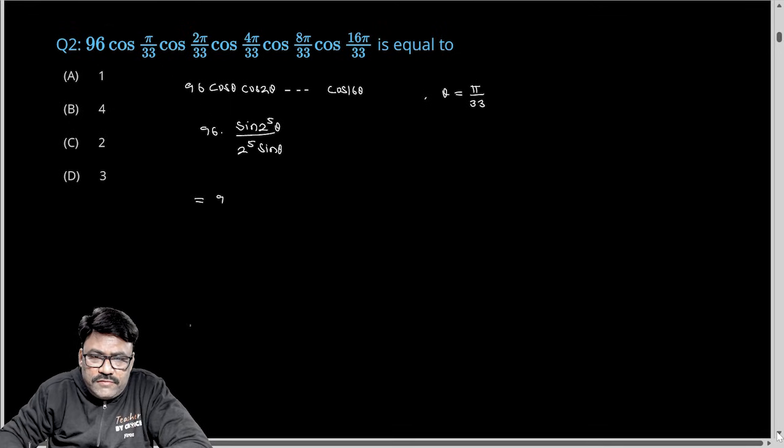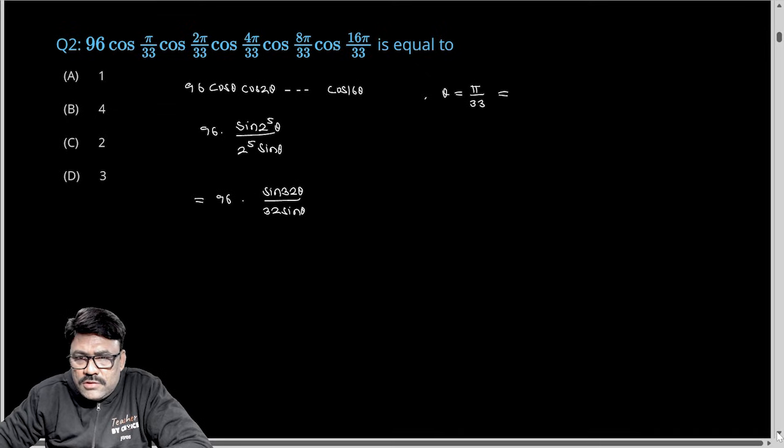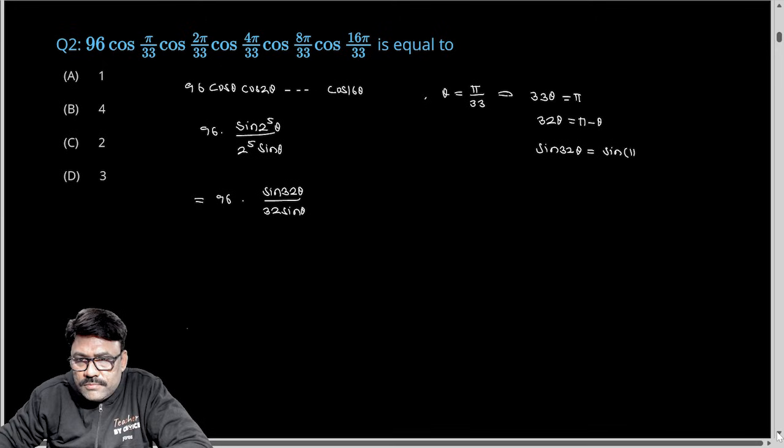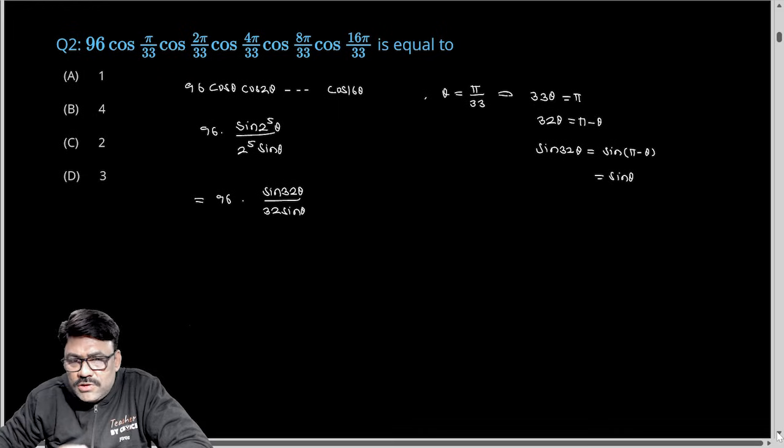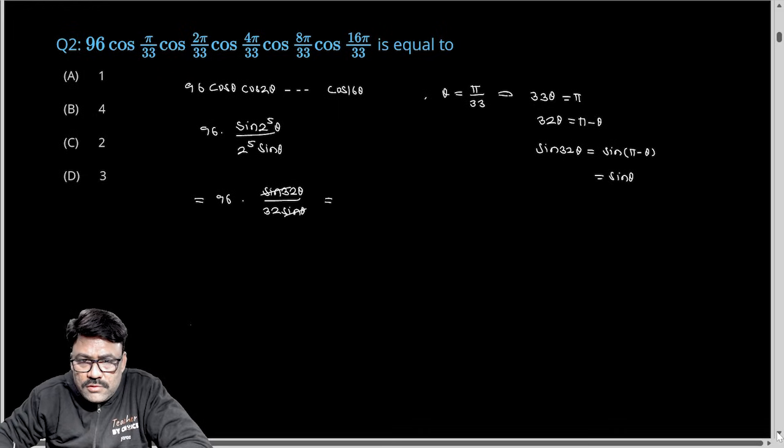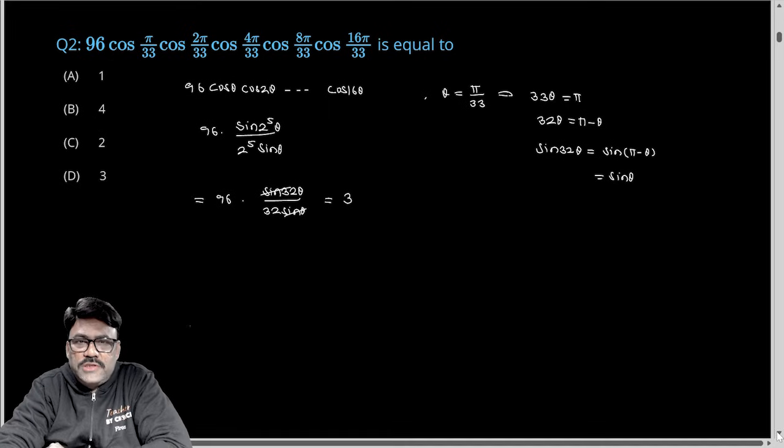Now this is 96 times sine 32 theta over 32 sine theta. And you can see that 33 theta is pi. So 32 theta is pi minus theta. And hence sine 32 theta is same as sine pi minus theta. And sine pi minus theta is same as sine theta. Means this sine 32 theta and sine theta, they are same. So cancel. Net value is 3 here. Right? Option D.